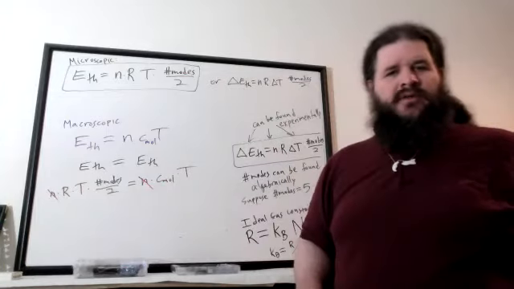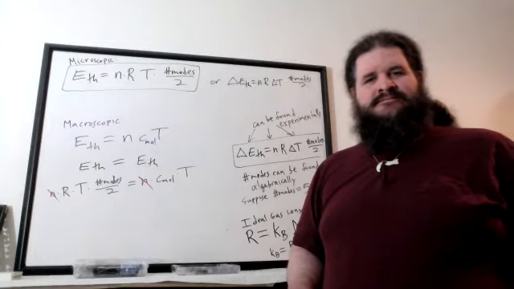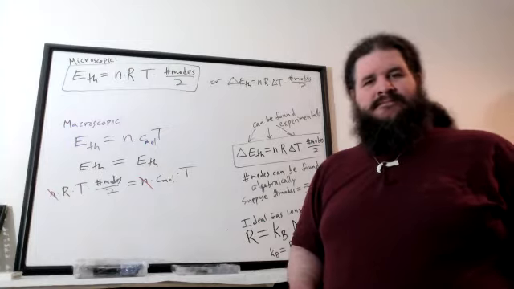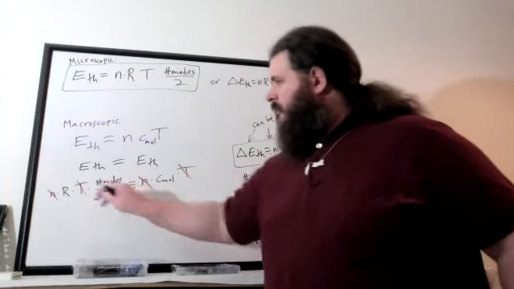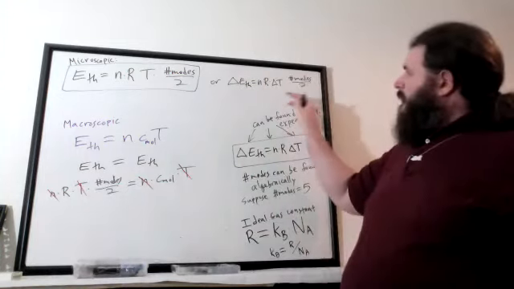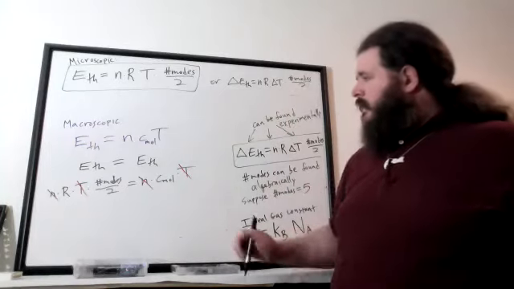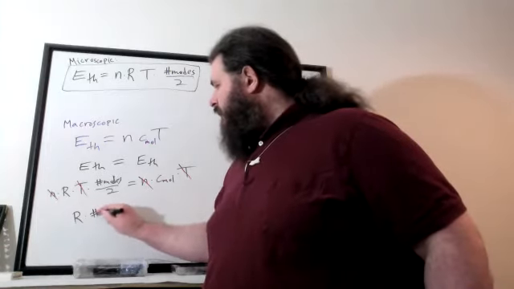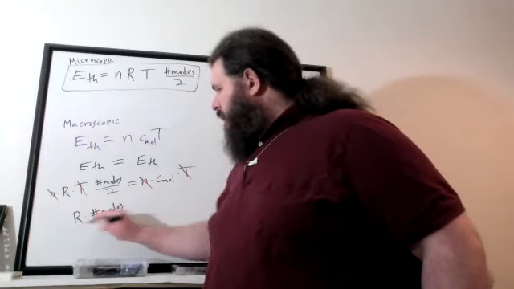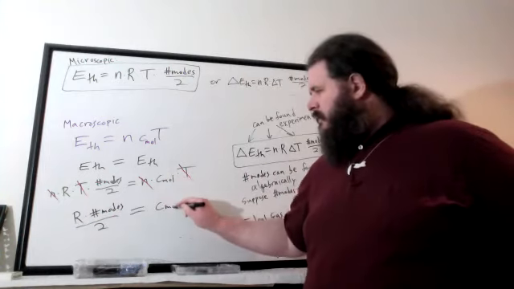What else shows up on both sides here? Temperature. Yeah, we can divide both sides by temperature. Or even if we had written it in this format, we could still just divide both sides by delta temperature and it would still work. So we're left with R times number of modes over 2 equals the molar specific heat.